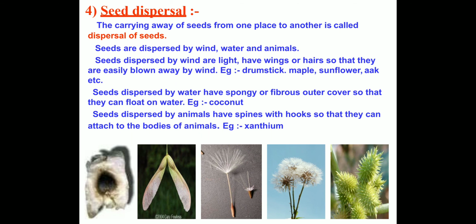Now some seeds are dispersed when the fruits burst with sudden jerks. The seeds are scattered far away from their parent plant. This happens in case of castor and balsam. Now, the seeds and fruits of the plants are carried away by wind, water, and animals, as I told you earlier. So, children, I hope you might have understood.